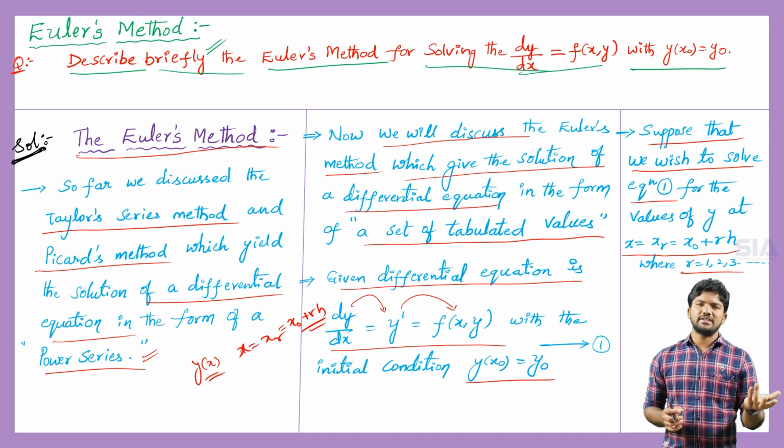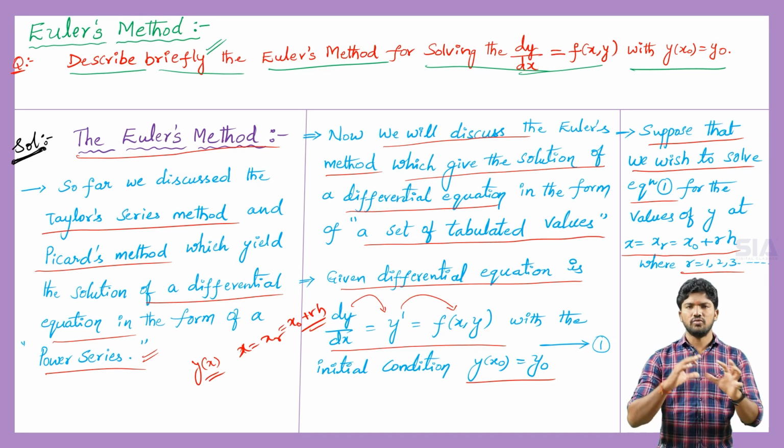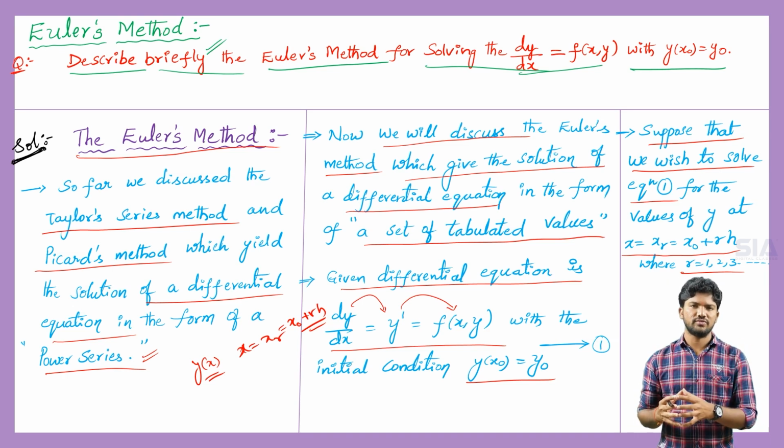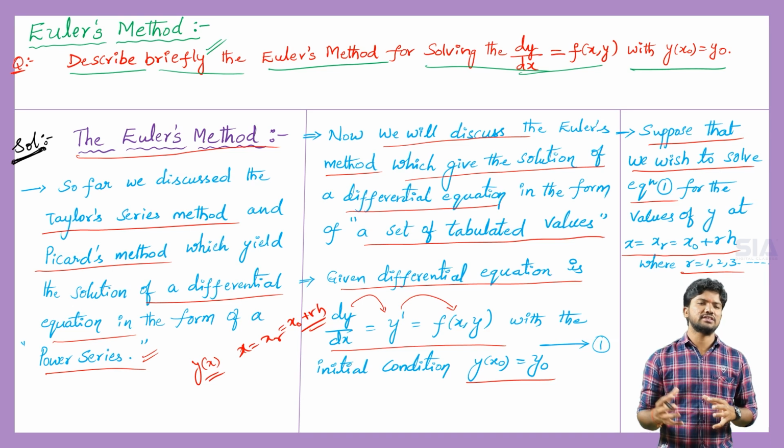If they miss the derivation, they will ask the process of how we can find the solution for the given initial value problem by using Euler's method.